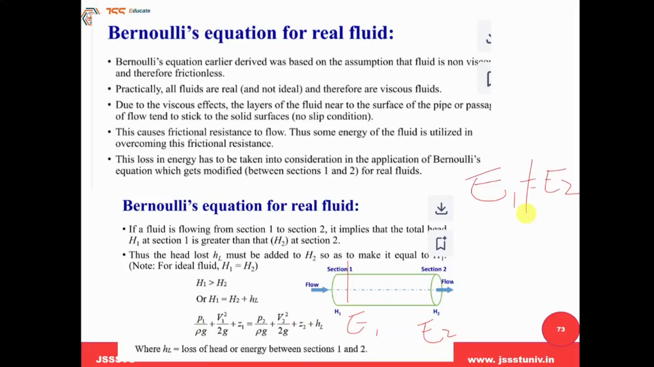There will never be E1 equal to E2. Why? Because there are some losses. What are those losses? There are many things, but mainly friction. Why friction? Due to the viscosity of the fluid. So now what we need to do is E1 is equal to E2 plus loss. If we consider that, then it becomes a real fluid.